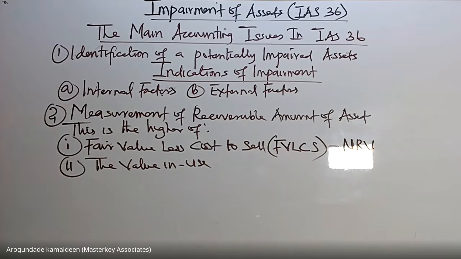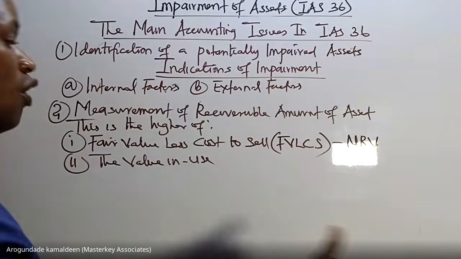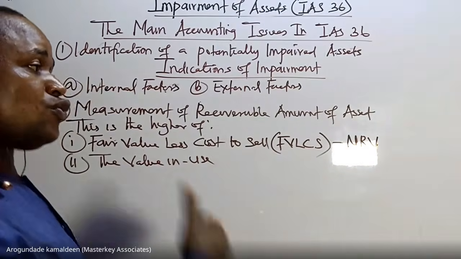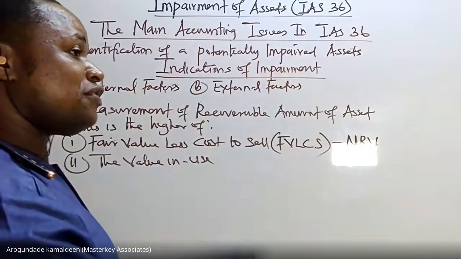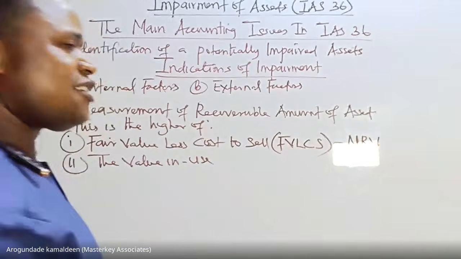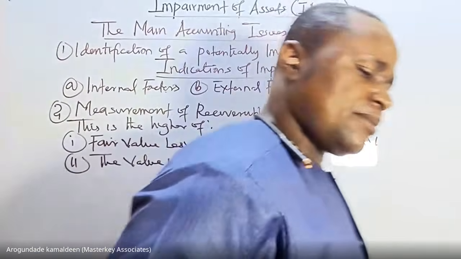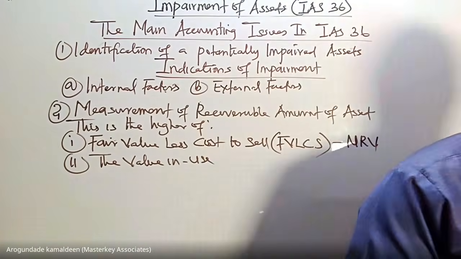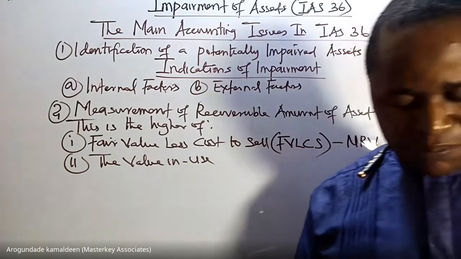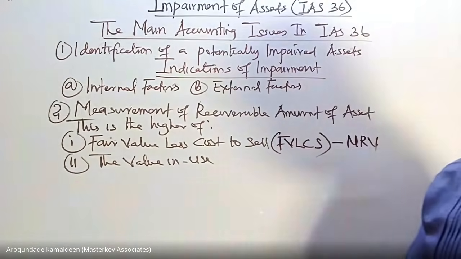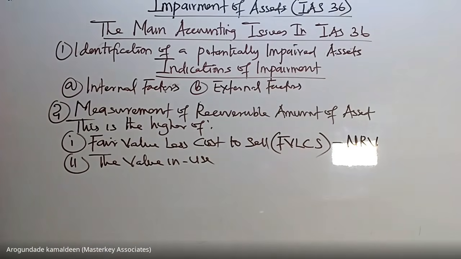So the value in use, of course, as you know from before, is the present value of the future cash flows to be realized from the continued use of the asset, including its disposal value at the end. So class, the higher of these is the recoverable value. Are we there?